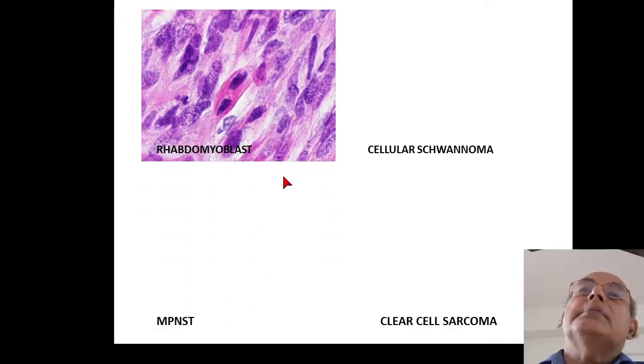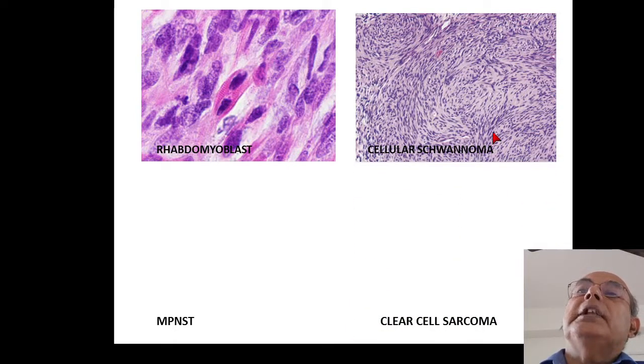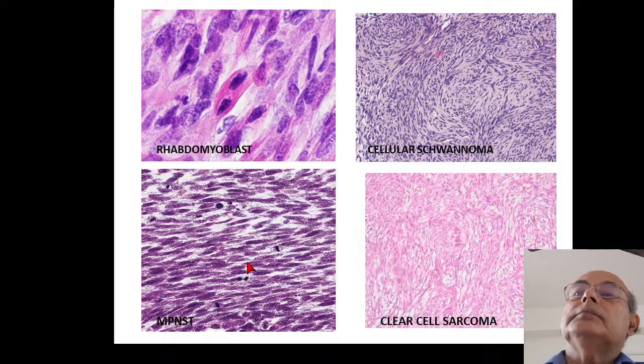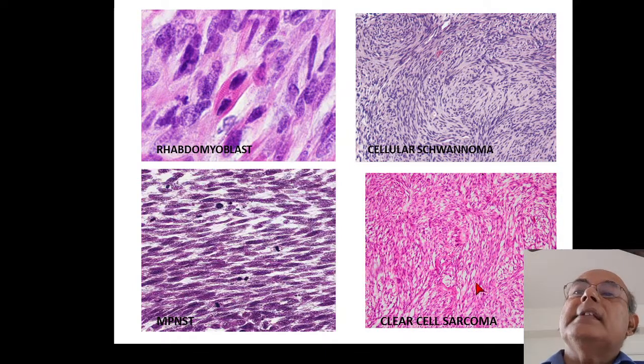Rhabdomyoblasts in cases of spindle cell rhabdomyosarcoma. Cigar-shaped nuclei, blunt rounded ends, and pink cytoplasm. This is cellular schwannoma. Narrow elongated wavy cells with tapered ends. Malignant peripheral nerve sheath tumor. Hyperchromatic thin nuclei. Clear cell sarcoma. Short fascicles, appears to be like a school of fish.